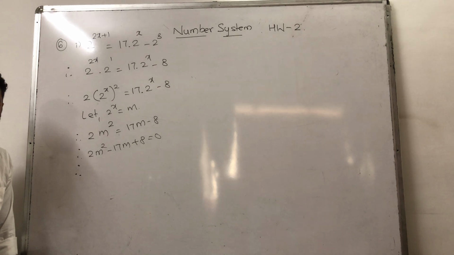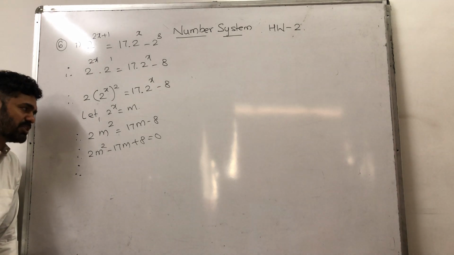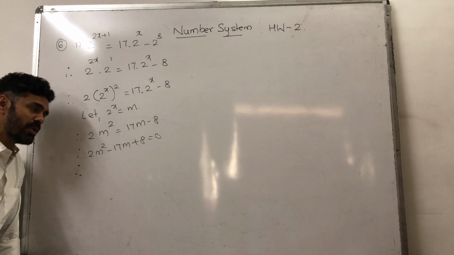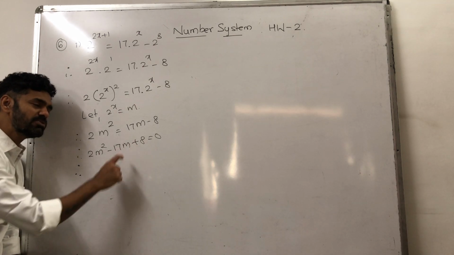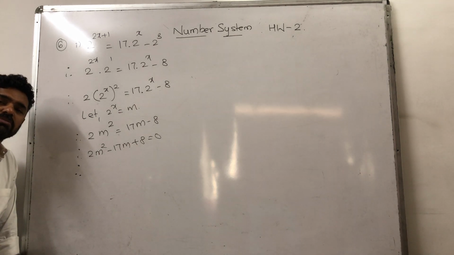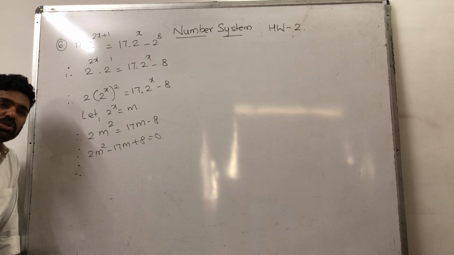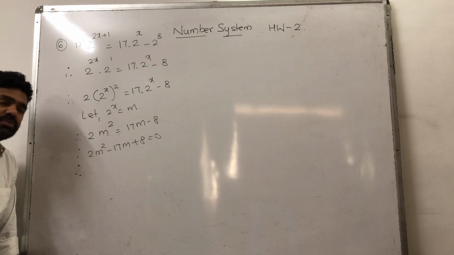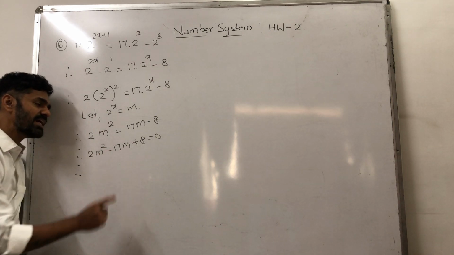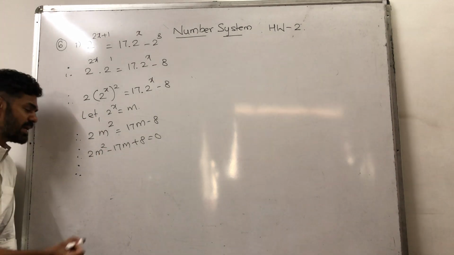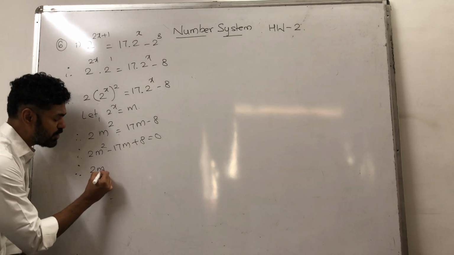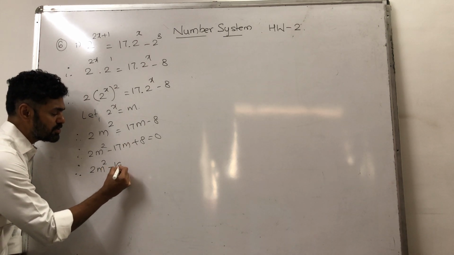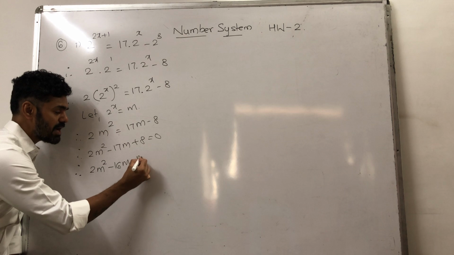The numbers are 16 and 1. 16 ones are 16 and 16 plus 1 is 17. So you got the two numbers 16 and 1. When you have a positive sign here, always remember both the numbers will have the same sign. So 16 and 1, either both will be positive or both will be negative. Now because there is a minus sign here, both the numbers would be negative. So you write this as 2m square, your two numbers are 16 and 1. This is minus 16m and this is minus m.